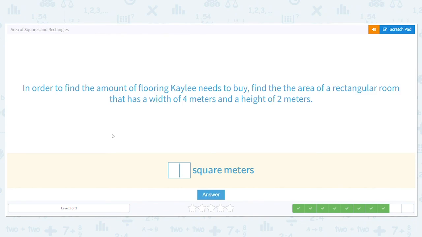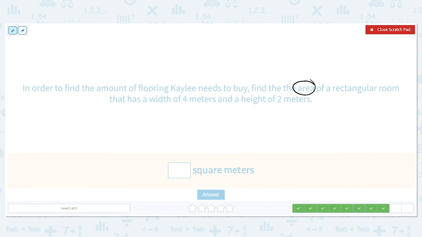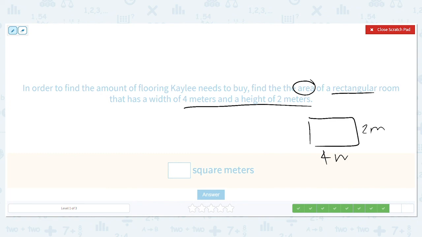Next, in order to find the amount of flooring Kaylee needs to buy, find the area of a rectangular room that has a width of 4 meters and a height of 2 meters? Well, what are we finding? We're finding area. And what kind of shape is it? It's a rectangular room. And it is 4 meters by 2 meters. So the shorter side is 2 meters. And the longer side is 4 meters.